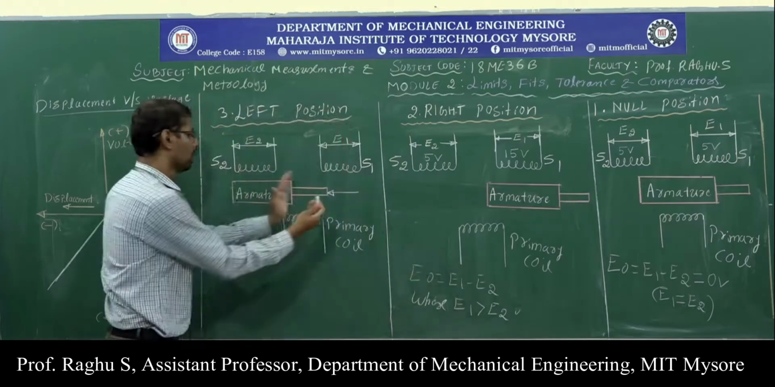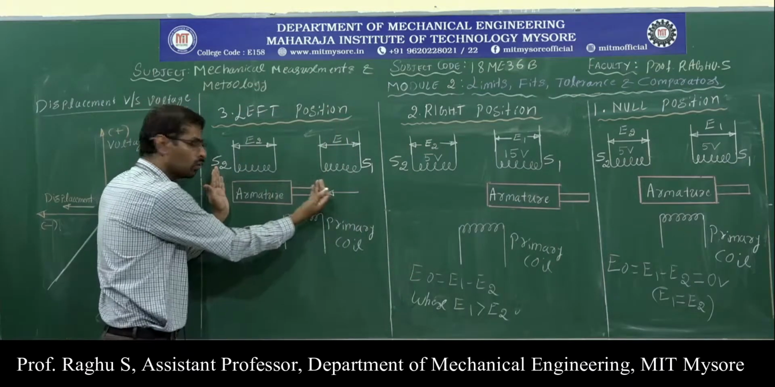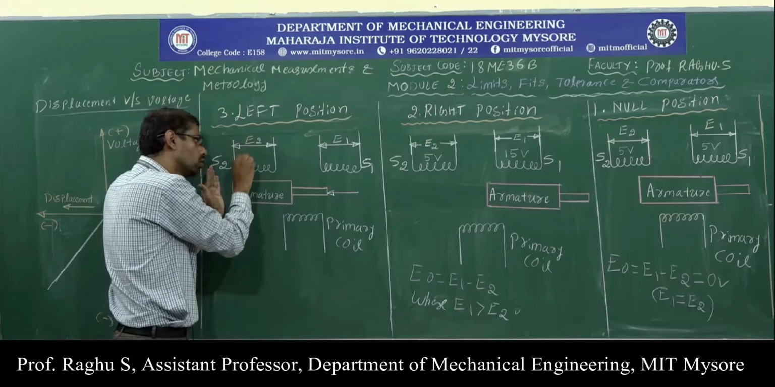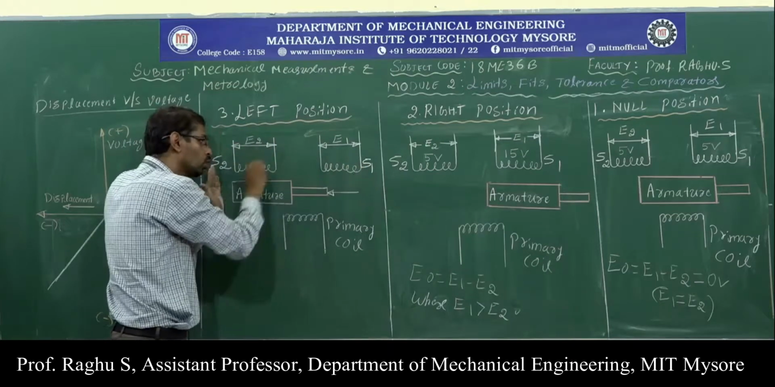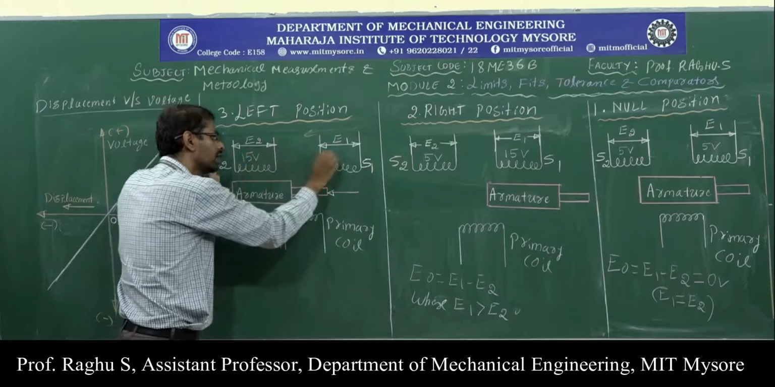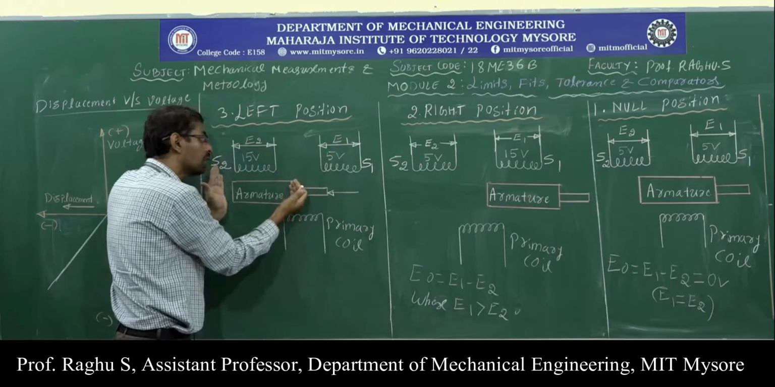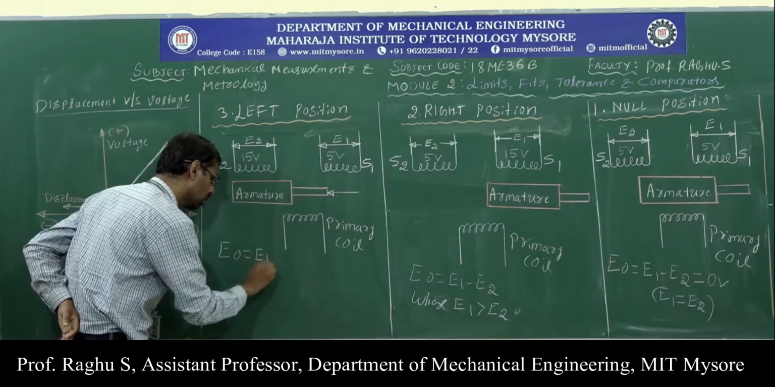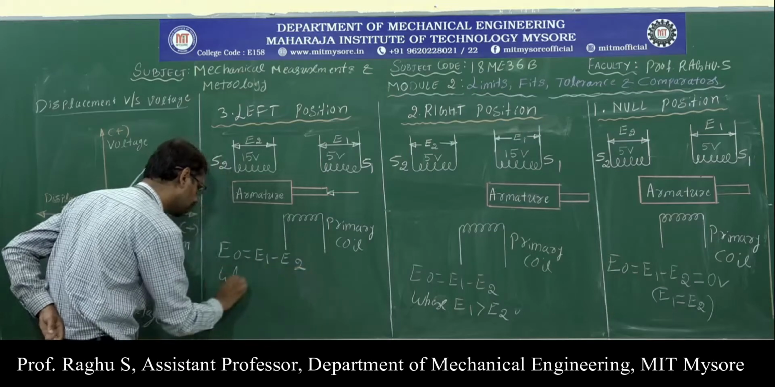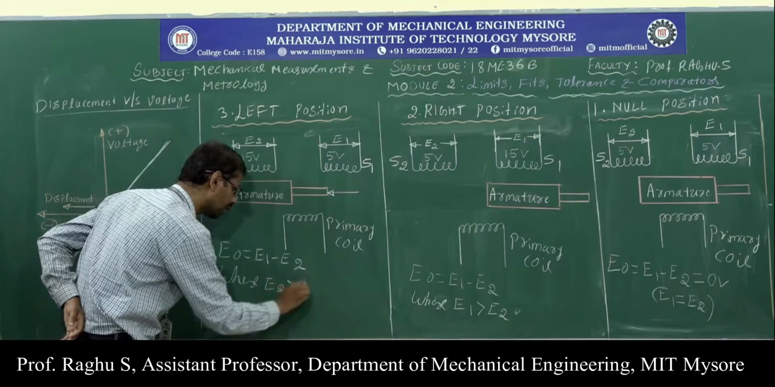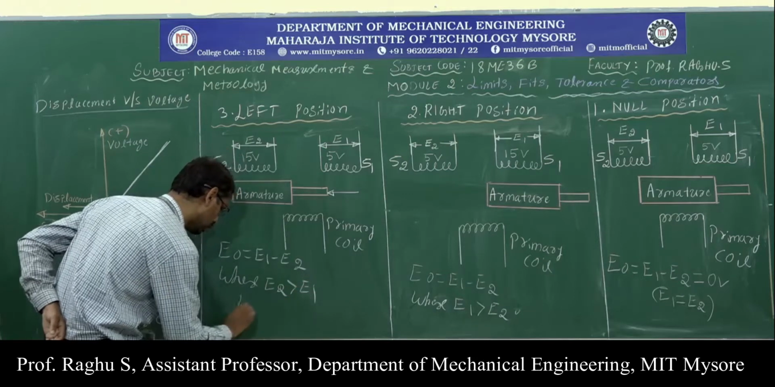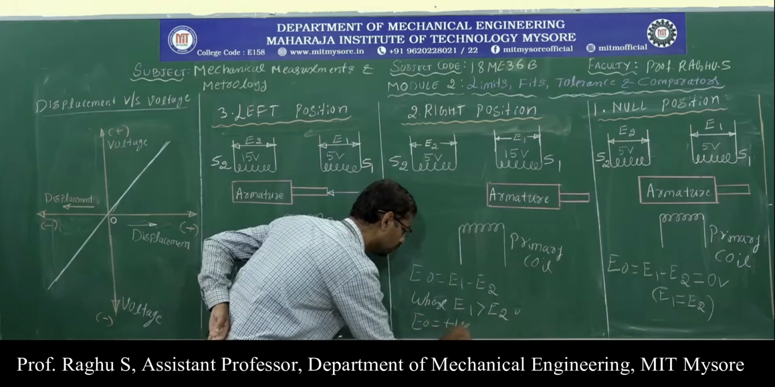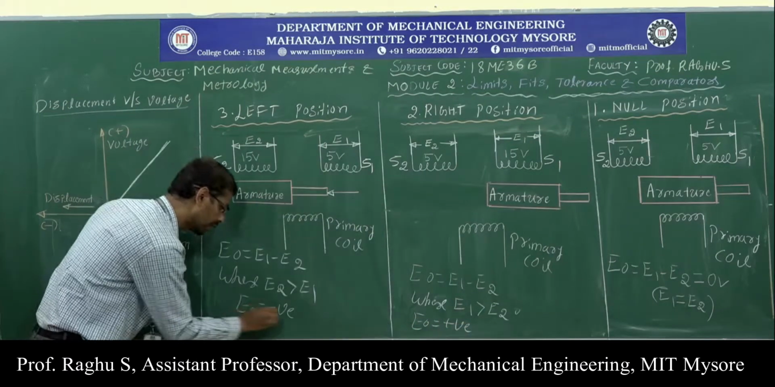Now, coming to left position, when armature core moves towards left position, then the voltage induced in coil 2, that means S2, is greater than S1. Here more voltage is induced, for example 15 volt. Here less voltage is induced because of left side position of armature. Now output voltage is given by E naught, which is equal to E1 minus E2, where E2 is greater than E1. Therefore E naught is negative.